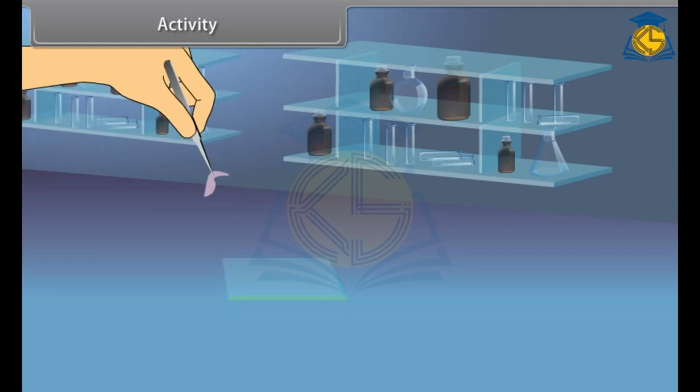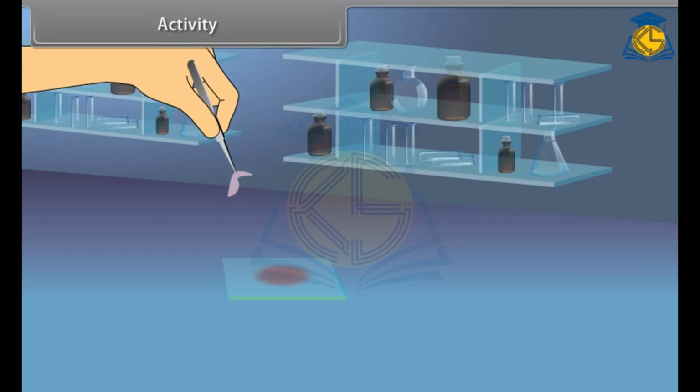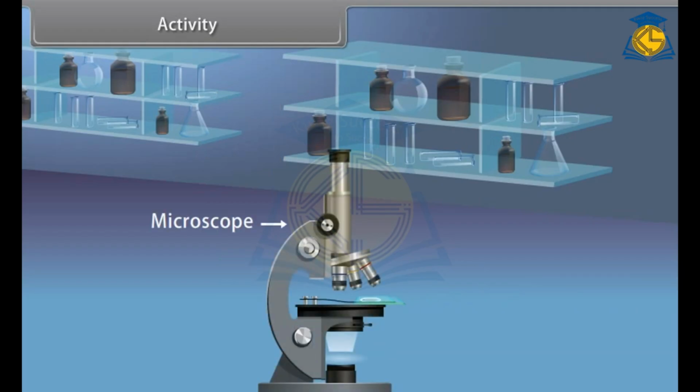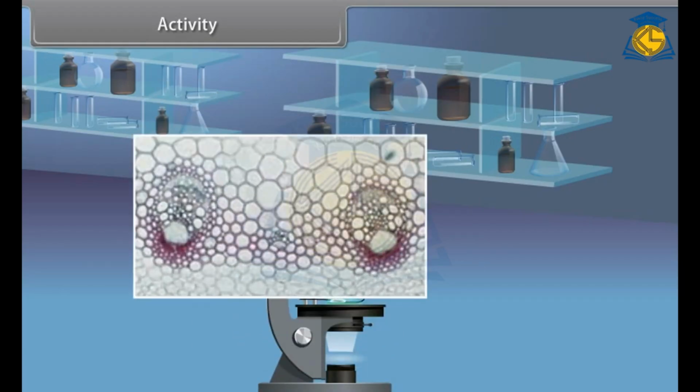Yes, now add a few drops of safranin and wait for 2 to 3 minutes. I have now transferred it on a slide with a drop of glycerine and covered it with a cover slip. When you observe it under a microscope, you will find different layers of cells.